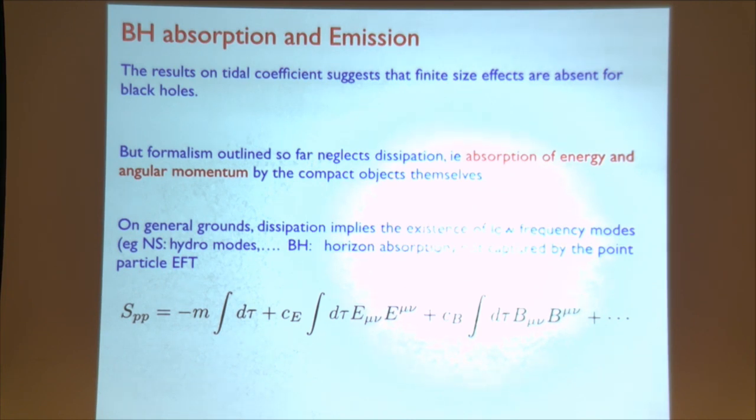And so if these coefficients vanish, does it mean that there are no finite size effects due to black holes in a binary? The answer is no, because so far we're neglecting dissipation. For instance, the absorption of energy by the horizon. For instance, one object moves around the other, emits gravitational waves. Partially they get scattered out to infinity.